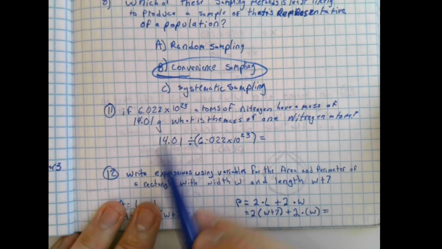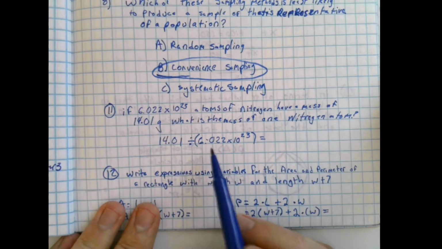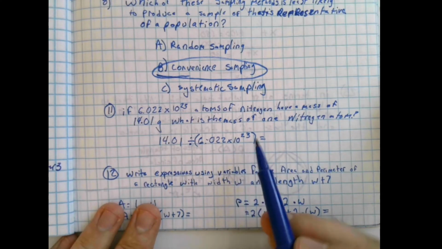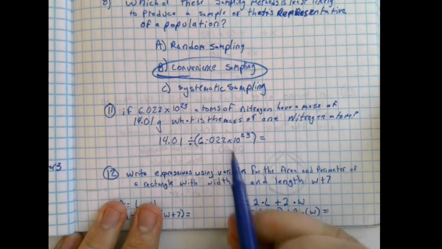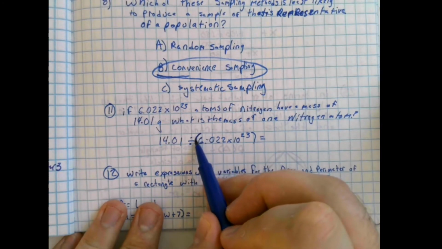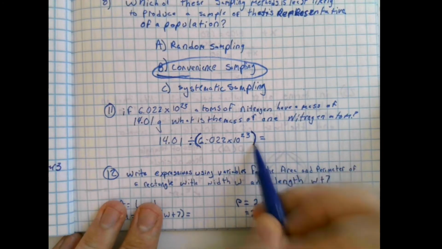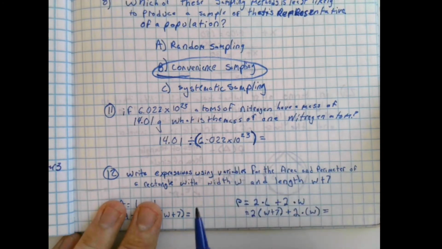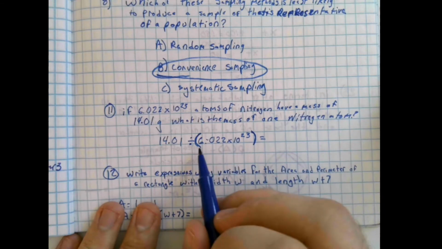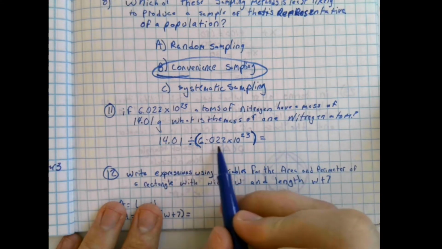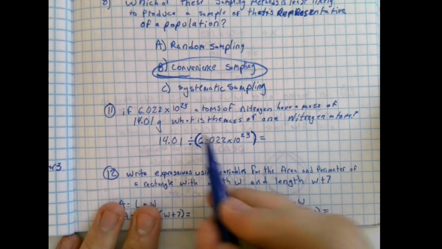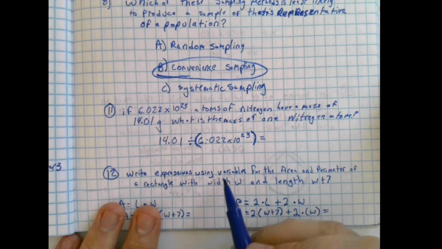Well, we can take the total weight and divide by 6.022 times 10 to the 23rd. Now, if you are using a calculator to do this, you should note that you must keep parentheses around 6.022 times 10 to the 23rd. Otherwise, you will end up dividing 14.01 by 6.022 and then multiplying that quotient by 10 to the 23rd.